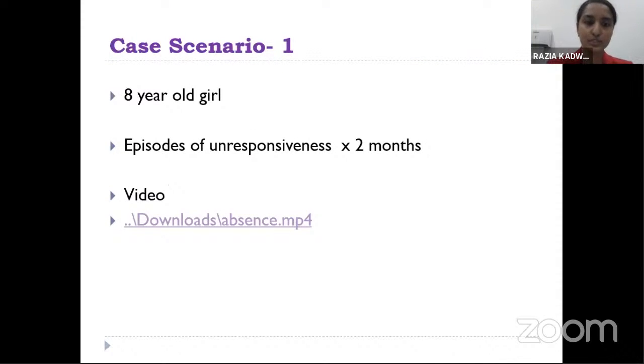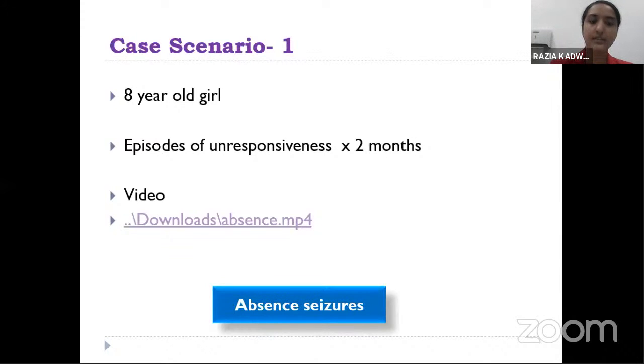So let us start with a very common clinical scenario. We have an 8-year-old girl who is developmentally normal. She comes to the OPD with parents having noticed brief episodes of unresponsiveness. You evaluate her, ask her to perform hyperventilation, and you are able to elicit typical absence seizures. For the sake of discretion, I'm not playing the video because this will be uploaded on YouTube. So this patient has typical absence seizures.